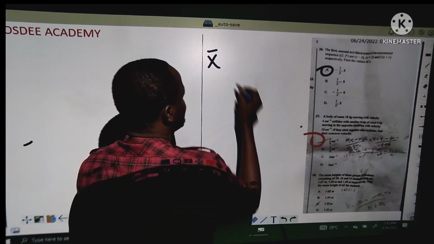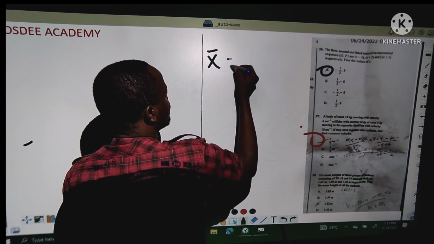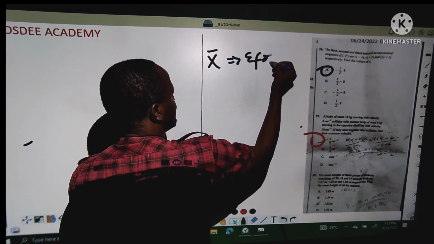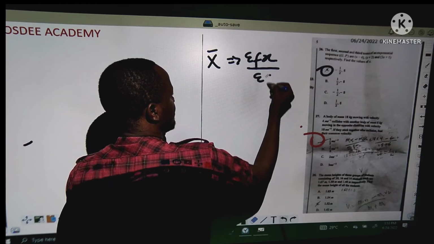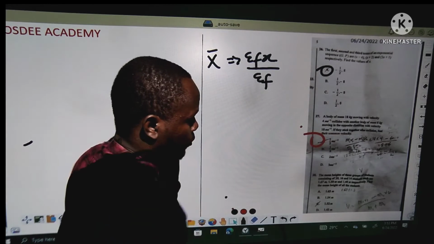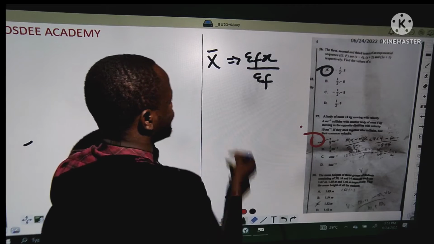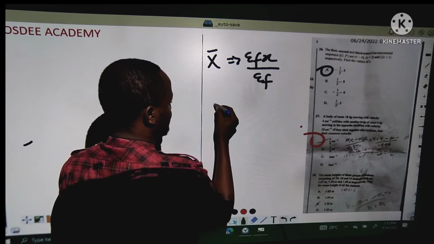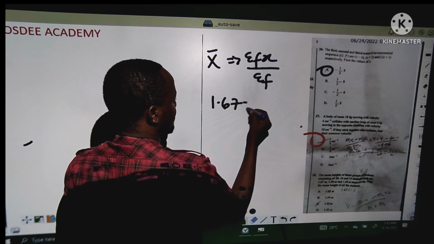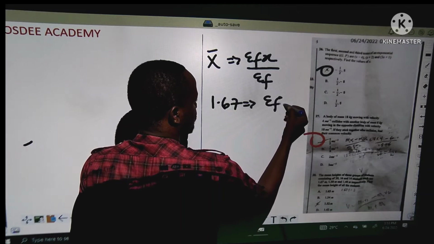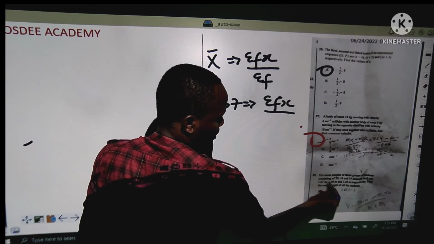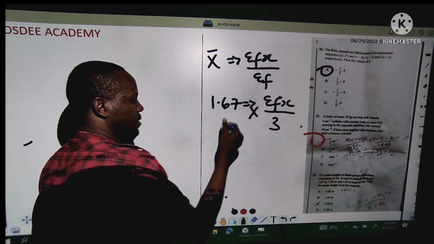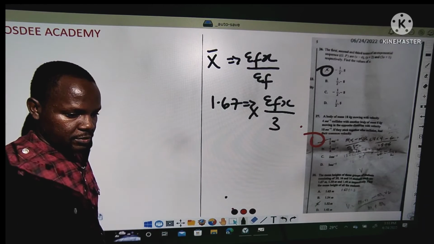So directly I can just say the mean equals summation fx over summation f. Let me show you what I want to do. I'll just multiply each of them by 3. I know the mean of the first one: 1.67 equals summation fx over the total number. There are 3, so 1.67 times 3.